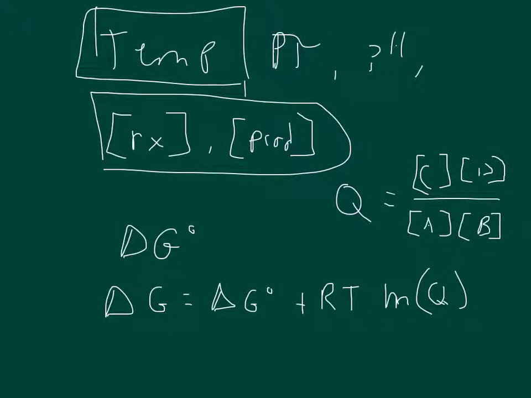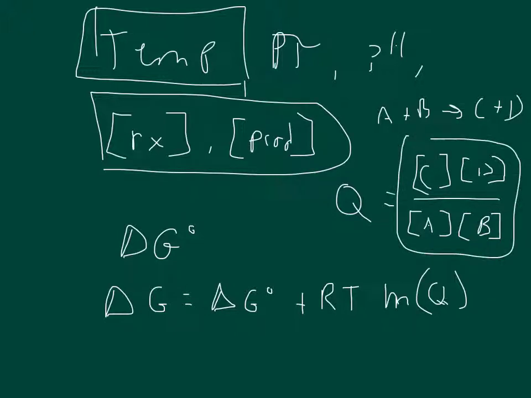By A, B, C, and D, I mean that if we had a reaction of A plus B yields C plus D, then our reaction quotient is equal to the concentration of the products over the concentration of the reactants. So we can take into account the temperature and the concentration of both products and reactants and find out what the free energy change will be.